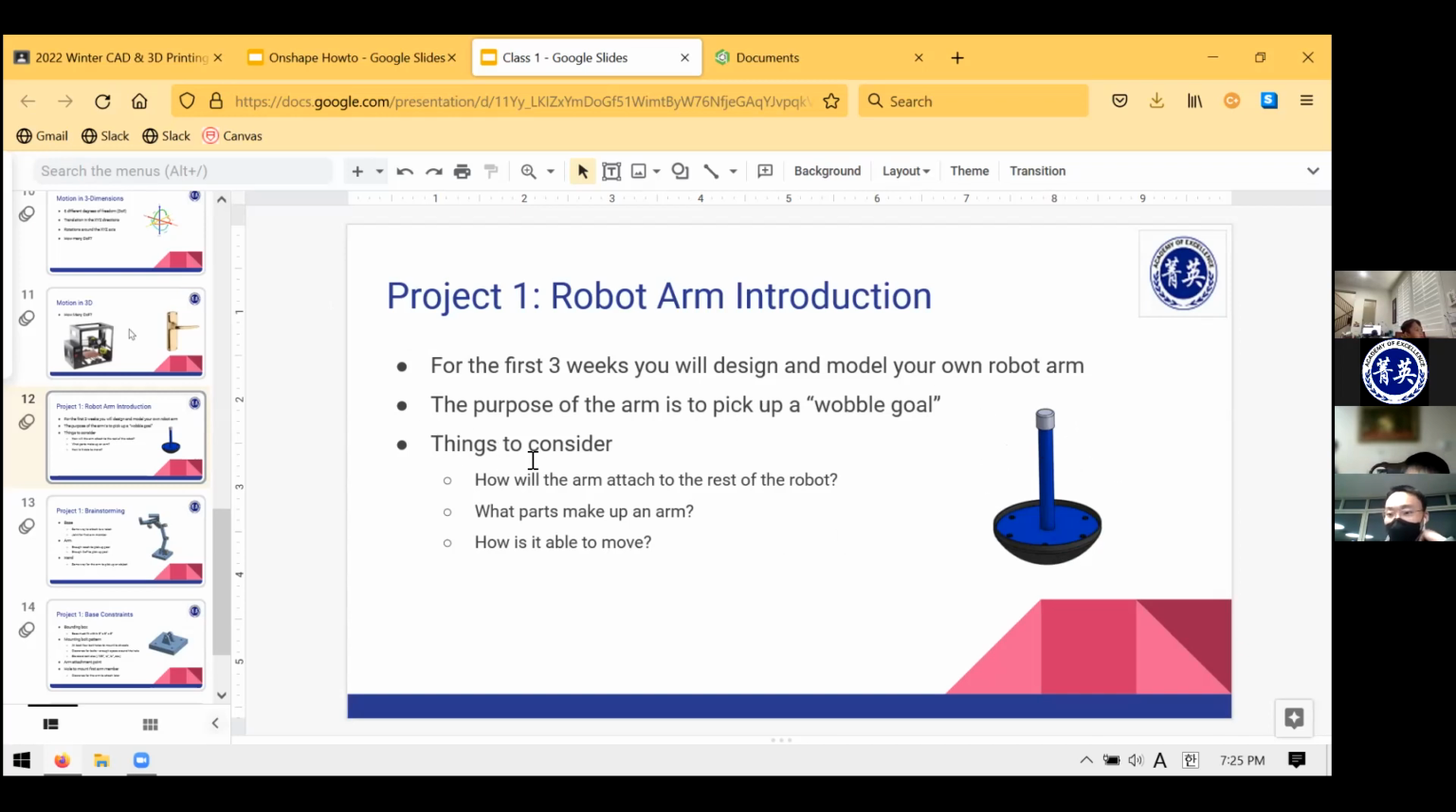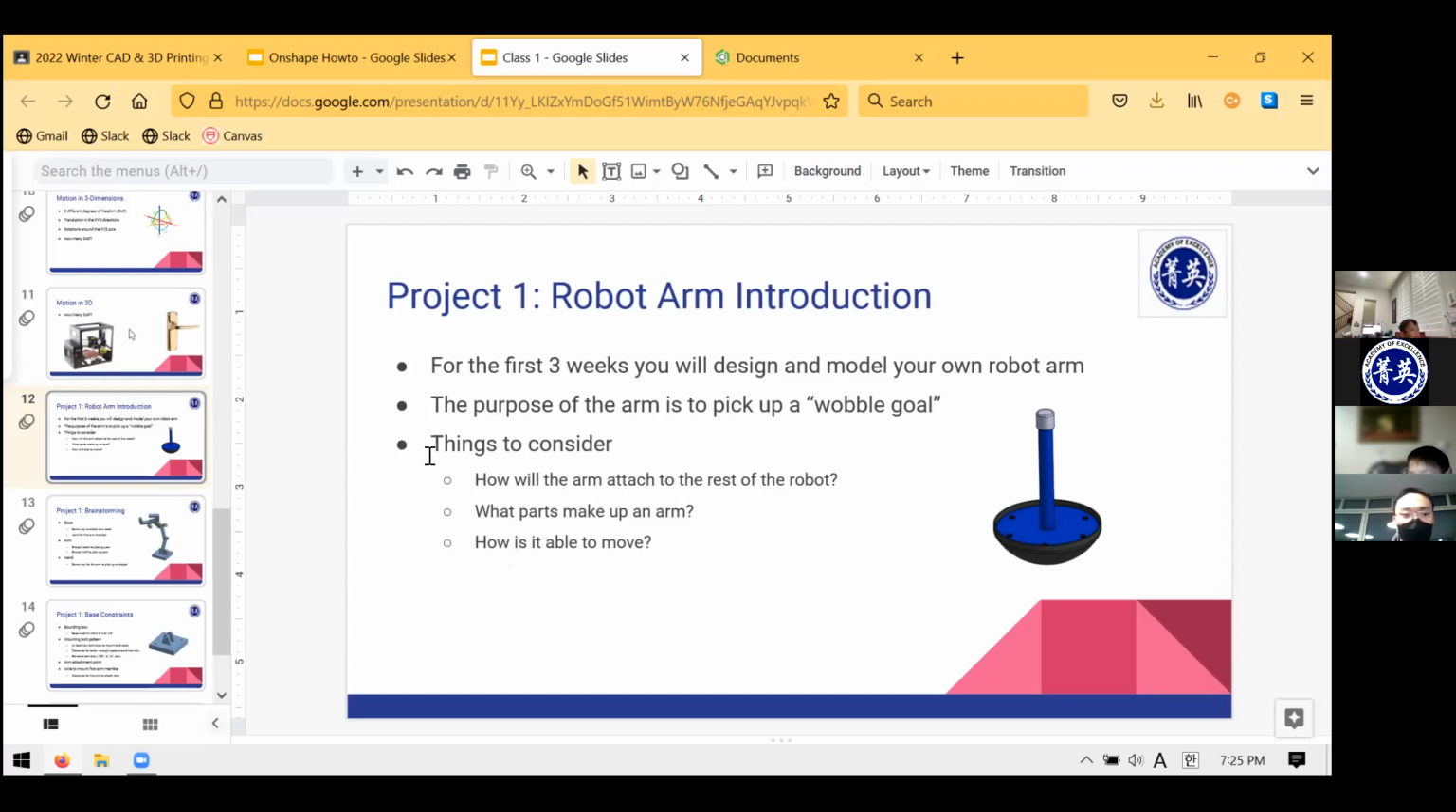Things to consider as you're designing and thinking about what your arm will look like: you need to remember that this arm does not exist by itself. It exists to become a part of the larger robot. So how will the arm attach to the rest of the robot? What parts will it be made out of? You need to make sure that all the components of the arm can be made by you, for example, if you're a part of a student team that's trying to make this robot. And finally, how is it able to move?